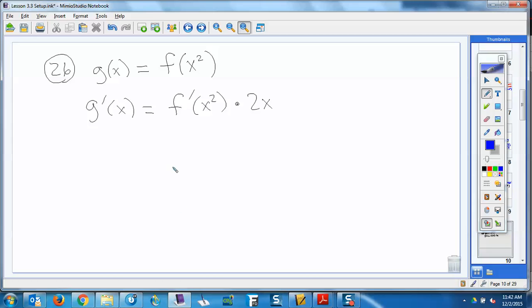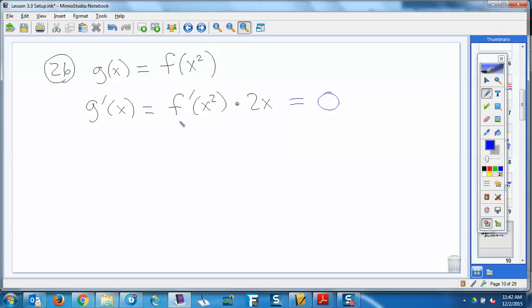Okay, 26. What was 26? Oh, we had that G graph there. No, F graph. We got the little F graph, and they told us G was this, and they wanted to know in 26 where is G prime equals 0. Well, here's G prime, right? Derivative of the outside, F prime, leave the inside alone, times the derivative of the inside. Where does that equal 0?